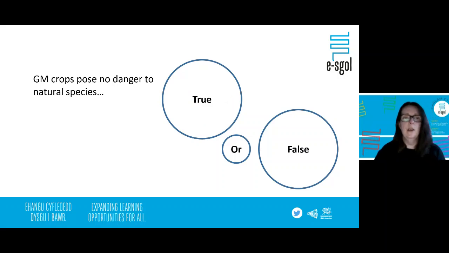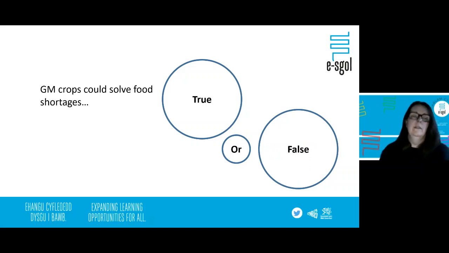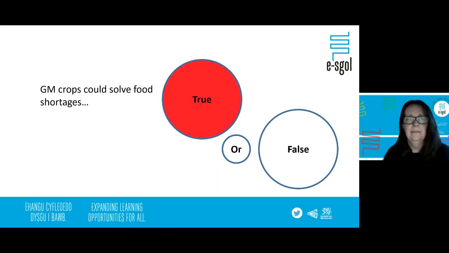GM crops pose no danger to natural species. Again, true or false? Write down what you think. It's false. There are some situations, and scientists are still investigating whether there is a mixing of genes and whether that causes a problem to native species. Our next question, GM crops could solve food shortages. True or false? That is true.